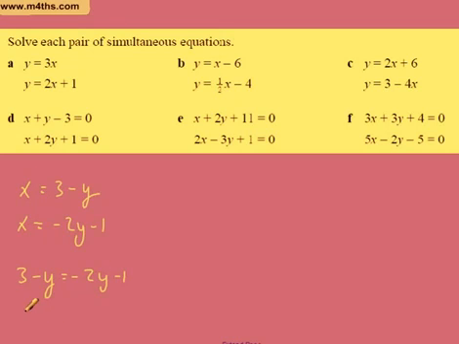Adding 2y to both sides, we're going to have 3 plus y is equal to minus 1. Subtract the 3 from both sides, and y is equal to minus 4. And then of course you can put it back in, and you'll end up with x equaling 7. So you can go for that route as well. Lots of ways you can do these.